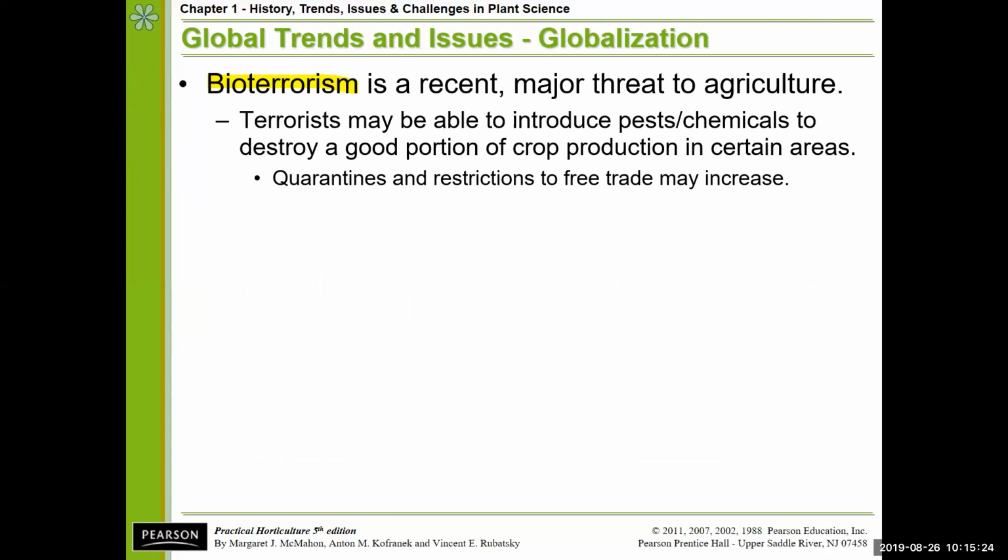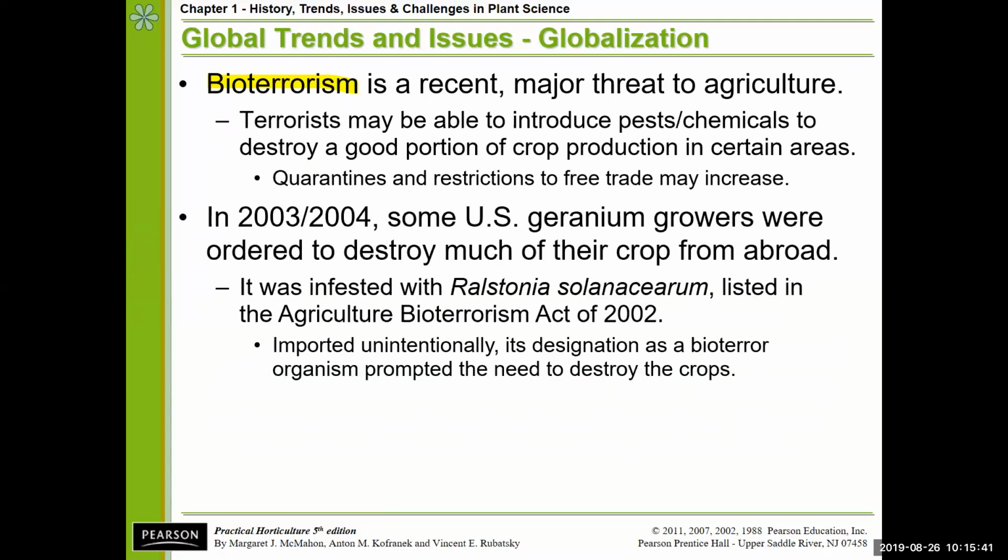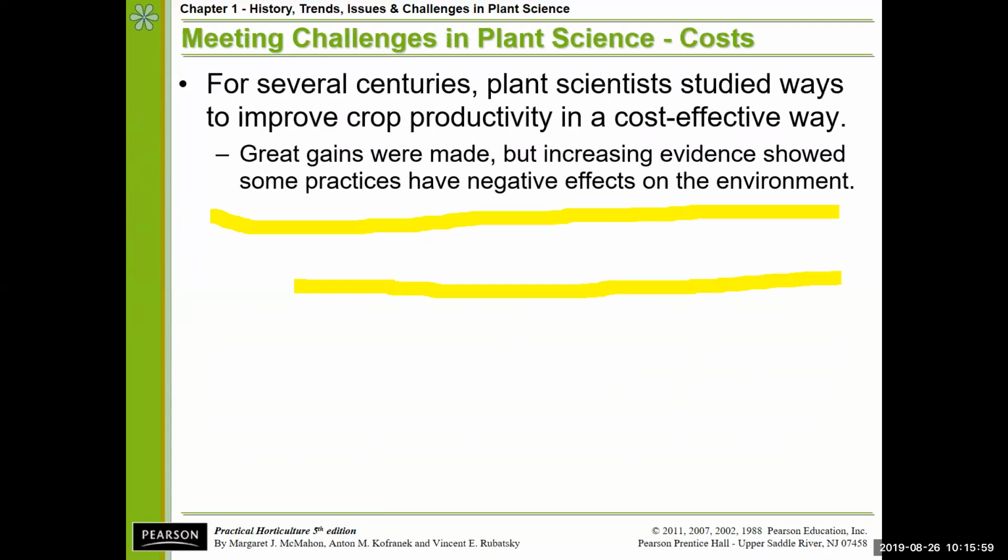Now, another thing to look at in terms of globalization, and I haven't seen much of this issue really being developed, is to say that bioterrorism could be a major threat to agriculture. And how do you stop that? The chapter highlights a few examples of bioterrorism. None of them were actually proven to be actual bioterrorism, though. However, it is an issue to think about with globalized trade.